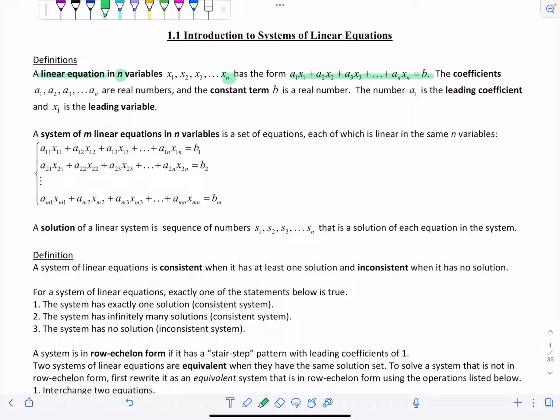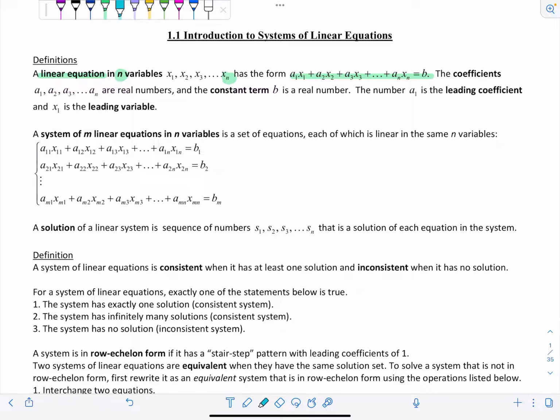That's a linear equation. What makes it linear? All of the variables, x1, x2, x3, are raised to the first power. Nothing higher, nothing else. No rational exponents that are not integers or not 1, bottom line. The coefficients, a1, a2, a3, up to an are real numbers, and the constant term b is a real number. The number a1 is the leading coefficient and x1 is the leading variable.